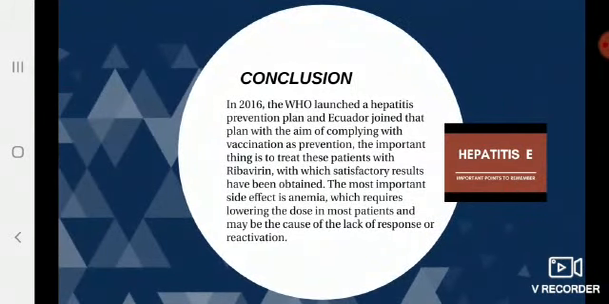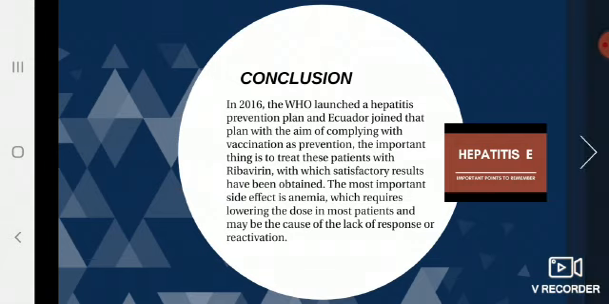Conclusion: in 2016, the WHO launched a hepatitis prevention plan, and Ecuador joined the plan with the aim of complying with vaccination as prevention. The important thing is to treat these patients with Ribavirin, with which a satisfactory result has been obtained. The most important side effect is anemia, which requires lowering the dose in most patients and may be the cause of the lack of response or reactivation.